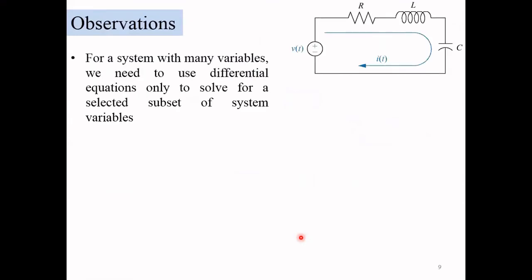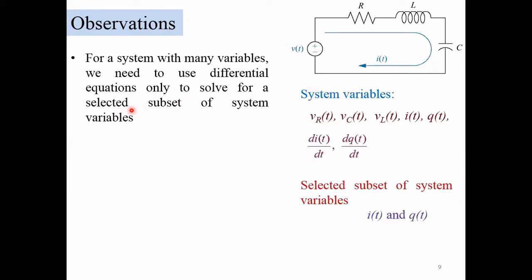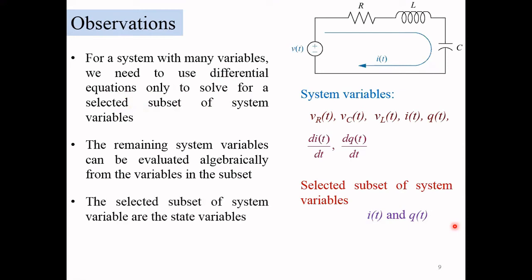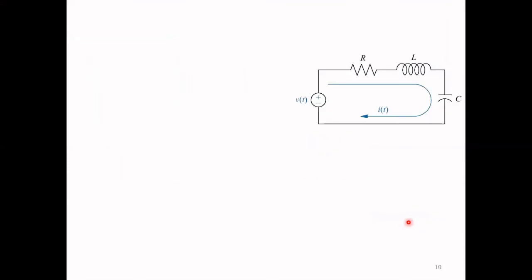Some few observations for the state space representation: for a system with many variables, we need to differentiate equations only to solve for a selected subset of the system variables, and it is our choice to select the state variables. We have chosen in this case the current and the charge. These state variables can be evaluated algebraically from the variables in the subset. The selected subset of system variables are the state variables. This will be used for making the state equations.